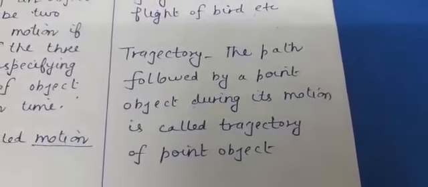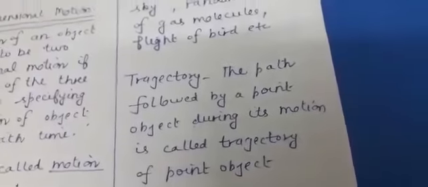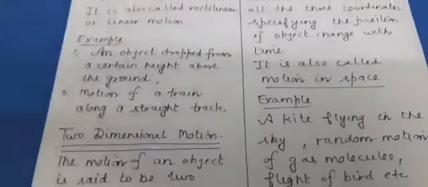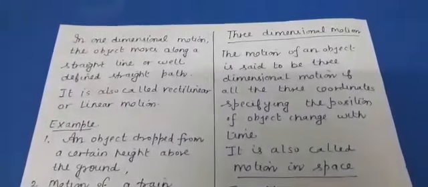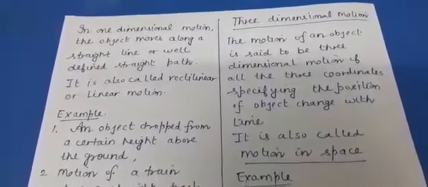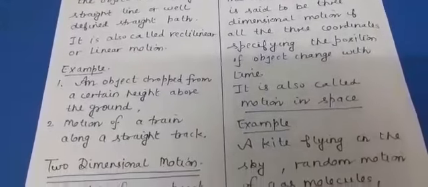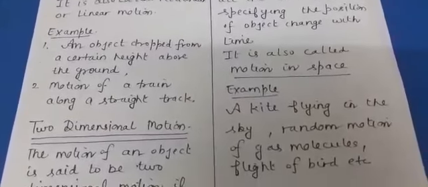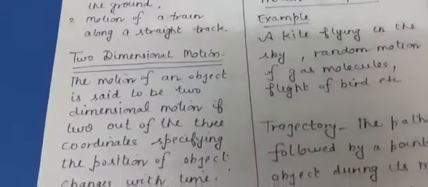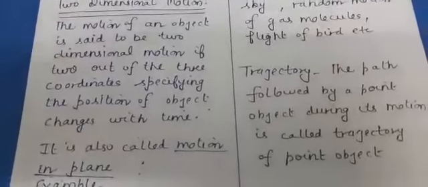So beta, what we are doing here is understanding the concept of one, two and three-dimensional motion. We have to realize how you can compare and tell that this is an example of one-dimensional motion, two-dimensional motion and three-dimensional motion.